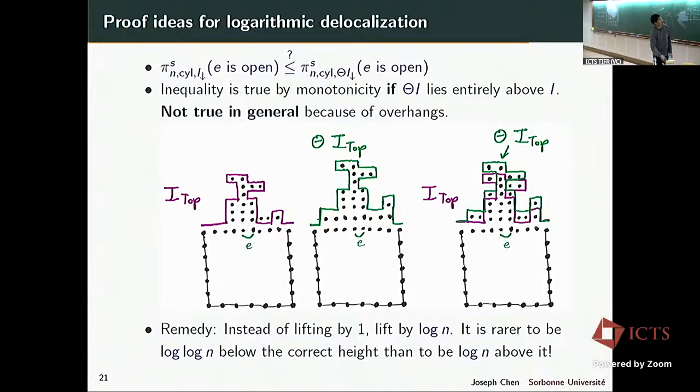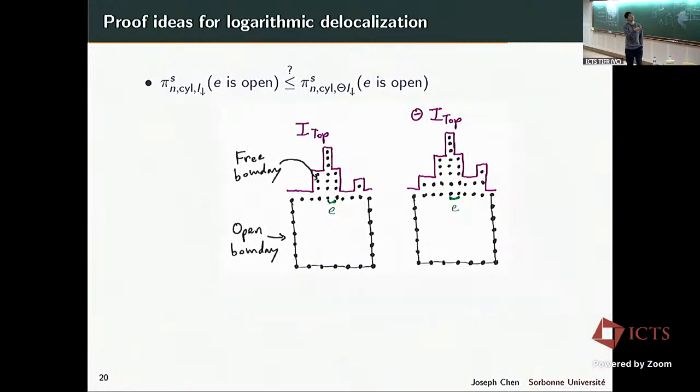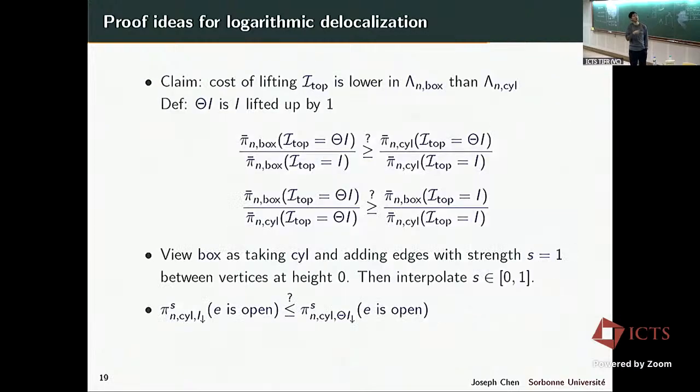But that means that this deals with this monotonicity. I mean, this gives me the monotonicity that I want. And so I'm done. I've proved that indeed it is not going to be too costly for me to lift this top interface.